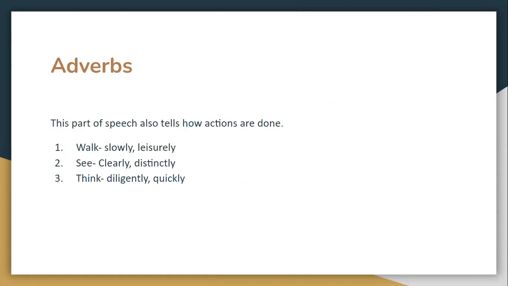Adverbs. Now, as the word says, we are adding to verbs, which means we are telling more about the verbs. So, for example, number one, walk. You walk slowly, you walk leisurely. Number two, you see clearly and distinctly. And number three, somebody can be thinking, and we can think diligently, or we can think quickly when it is something that you have to think fast about, or you have a decision to make in a short period of time.